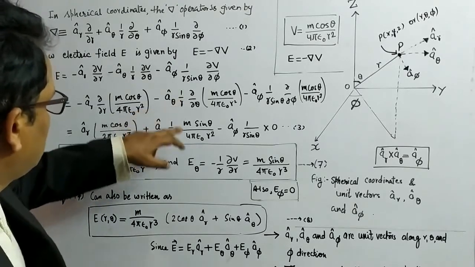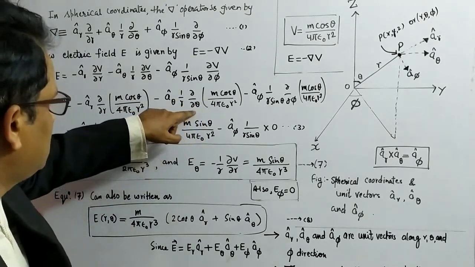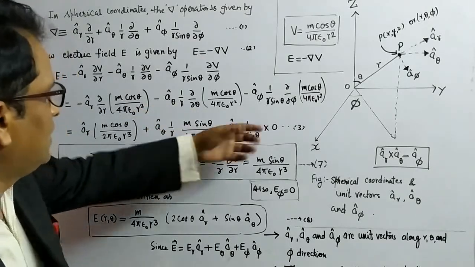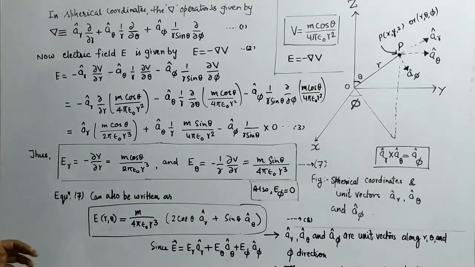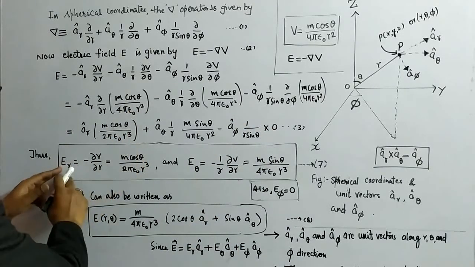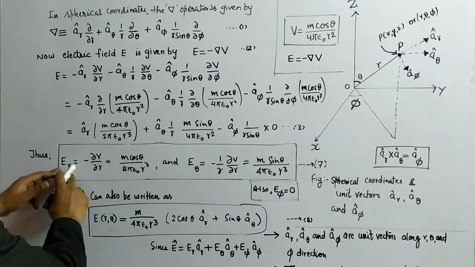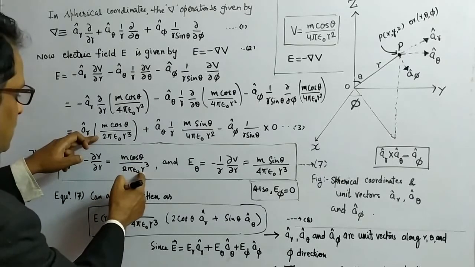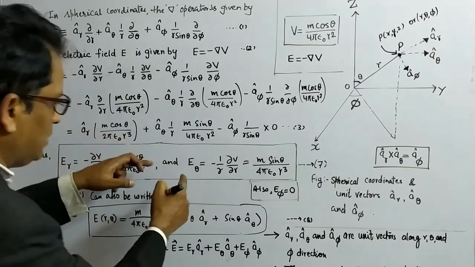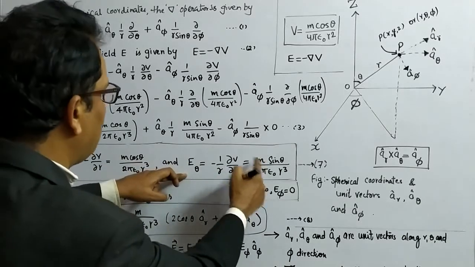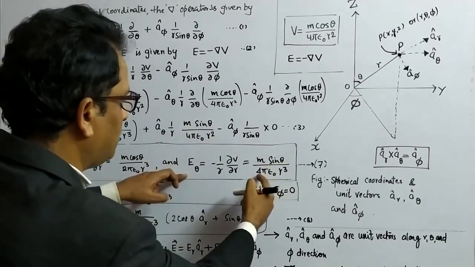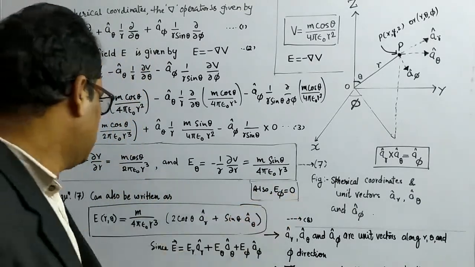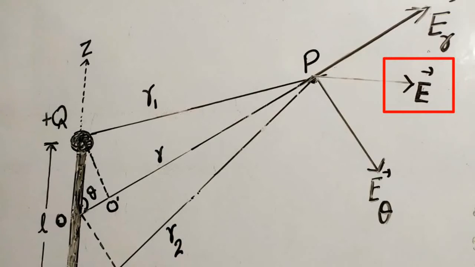Similarly, the same thing happens. Now the differentiation has been done with respect to theta. So m sin theta upon 4 pi epsilon, and this term will come out to be 0. So the radial component of electric field will be m cos theta upon 2 pi epsilon naught r cube, and the angular component will be m sin theta upon 4 pi epsilon naught r cube. Also E phi will be 0. This I have marked as equation number 7.